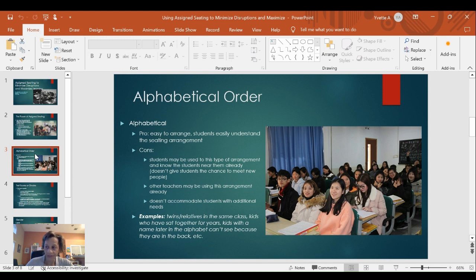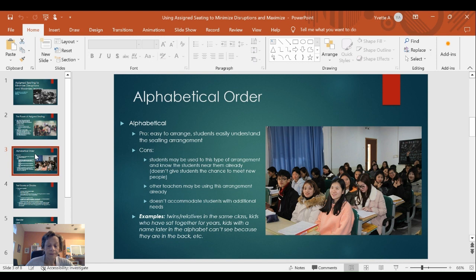Another con that I find with alphabetical order is that students have different accommodations, so when you arrange them in alphabetical order, you're not really accommodating the different educational needs that a student might have, and other teachers might be using that same alphabetical order. So even if it's not from first grade, that student might be sitting next to that same student all day long, and by the time they see you in your eighth period class, they've had enough.